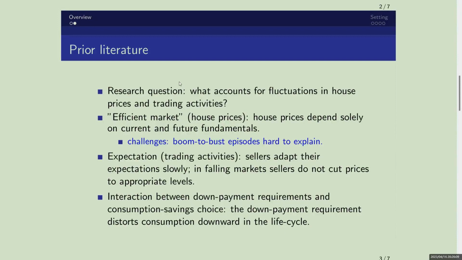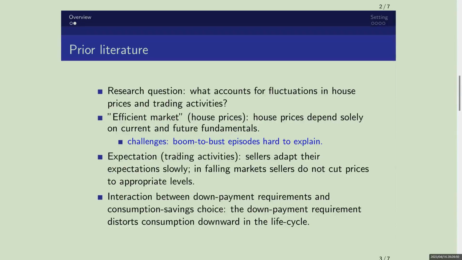With regard to the previous literature, in terms of house prices, one strand is the efficient market literature, where some papers suggest that house prices depend only on current and future fundamentals. A key challenge to this strand is that it's very hard to reconcile the boom-to-bust episodes in reality within the models in this literature.